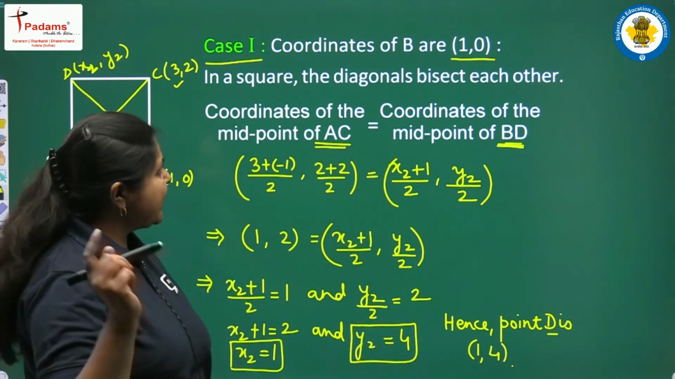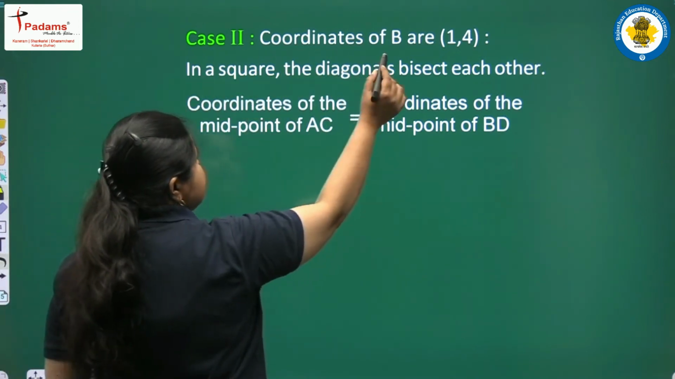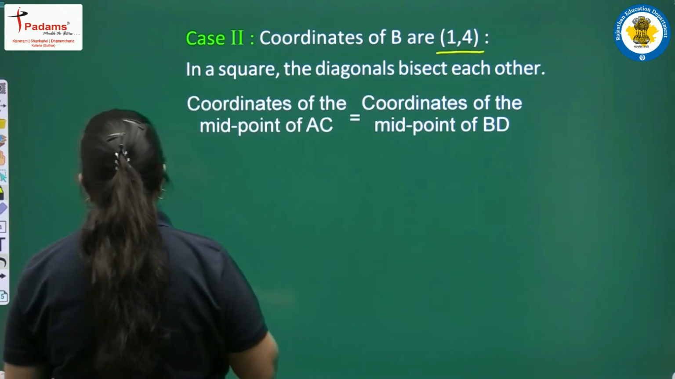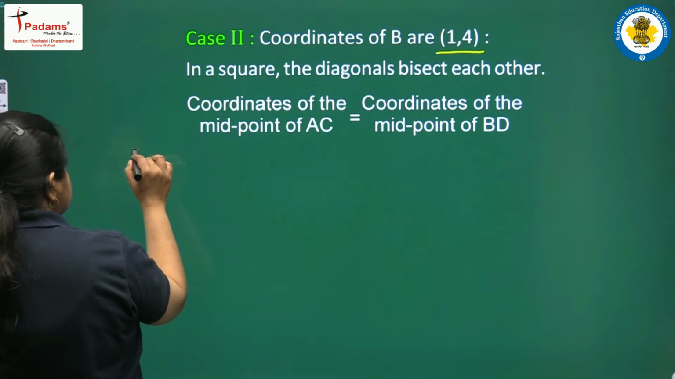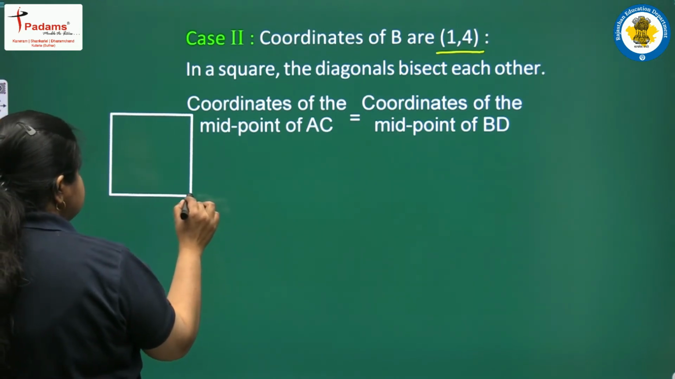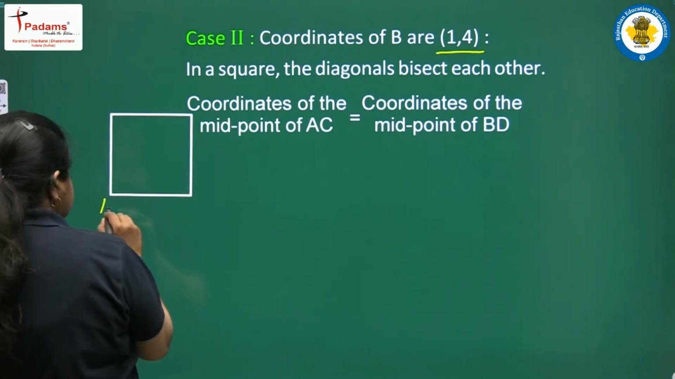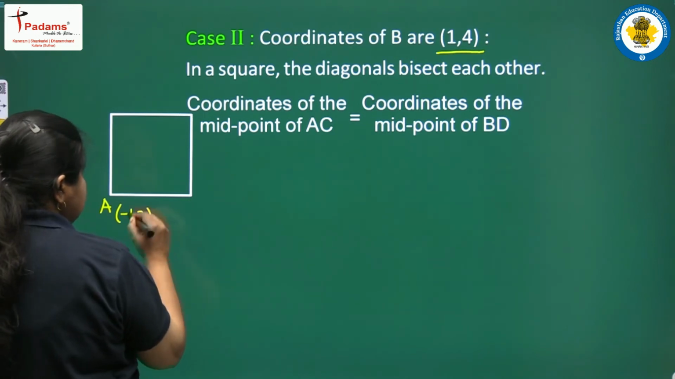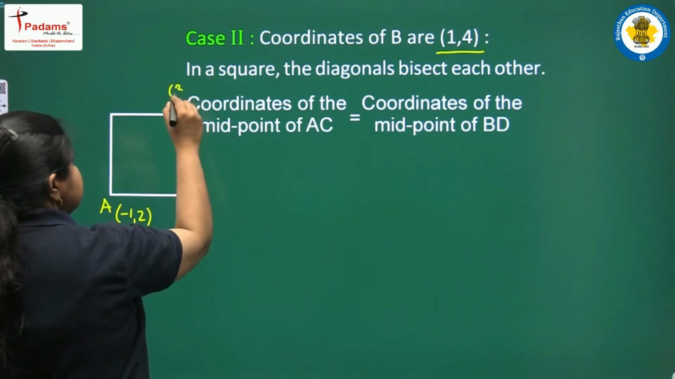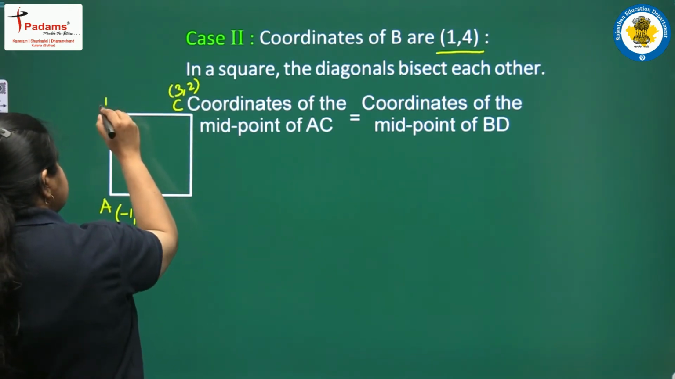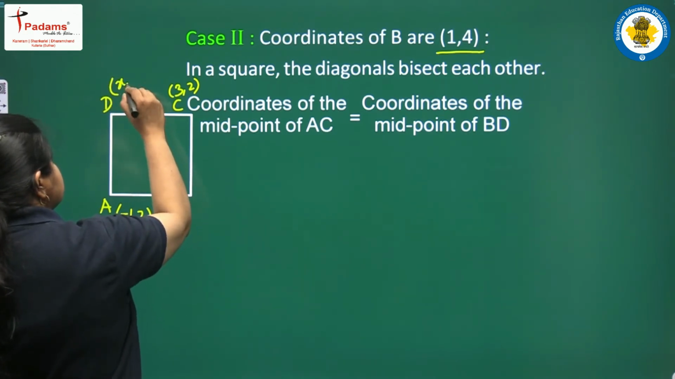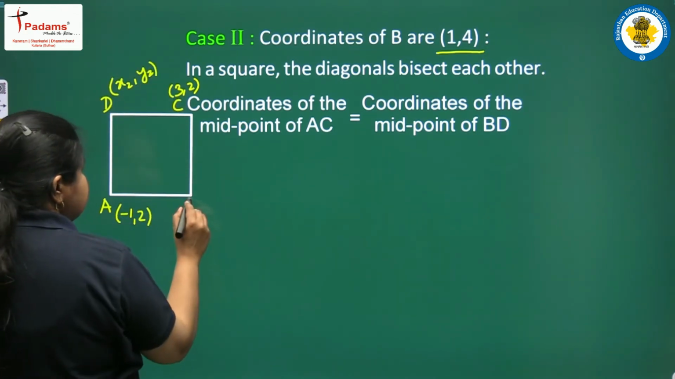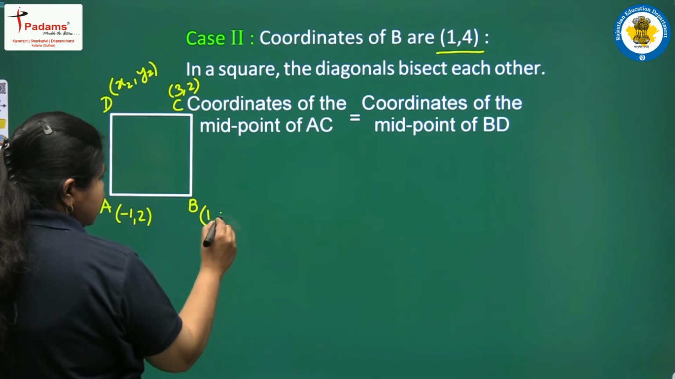एक और केस लेते हैं जहां पर आप देखेंगे कोऑर्डिनेट्स ऑफ बी वी आर टेकिंग एज 1, 4. अगेन इफ वी ड्रॉ द फिगर इट becomes helpful for us. It's A -1, 2. It's C with 3, 2. Here we have D, x2, y2 and this time B we are taking as 1, 4.